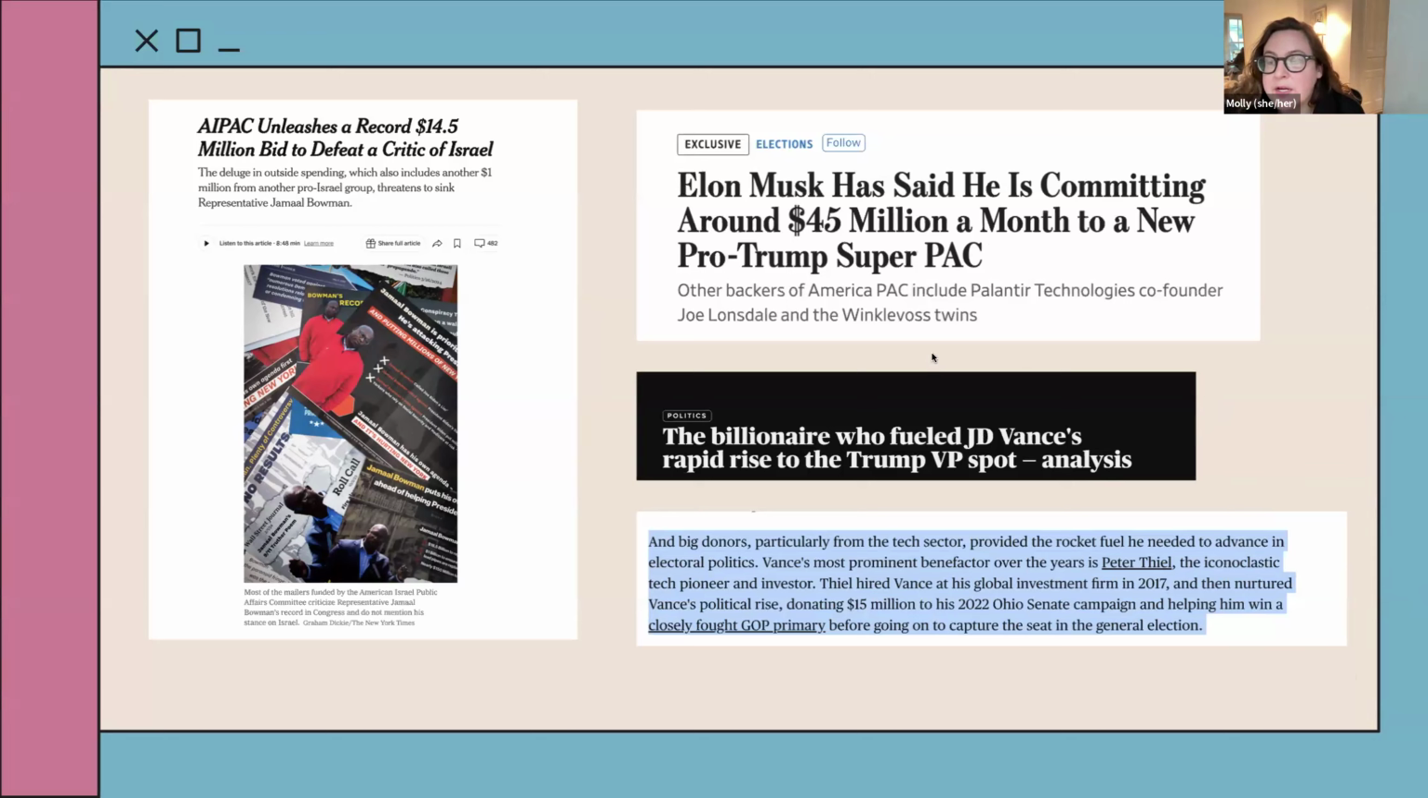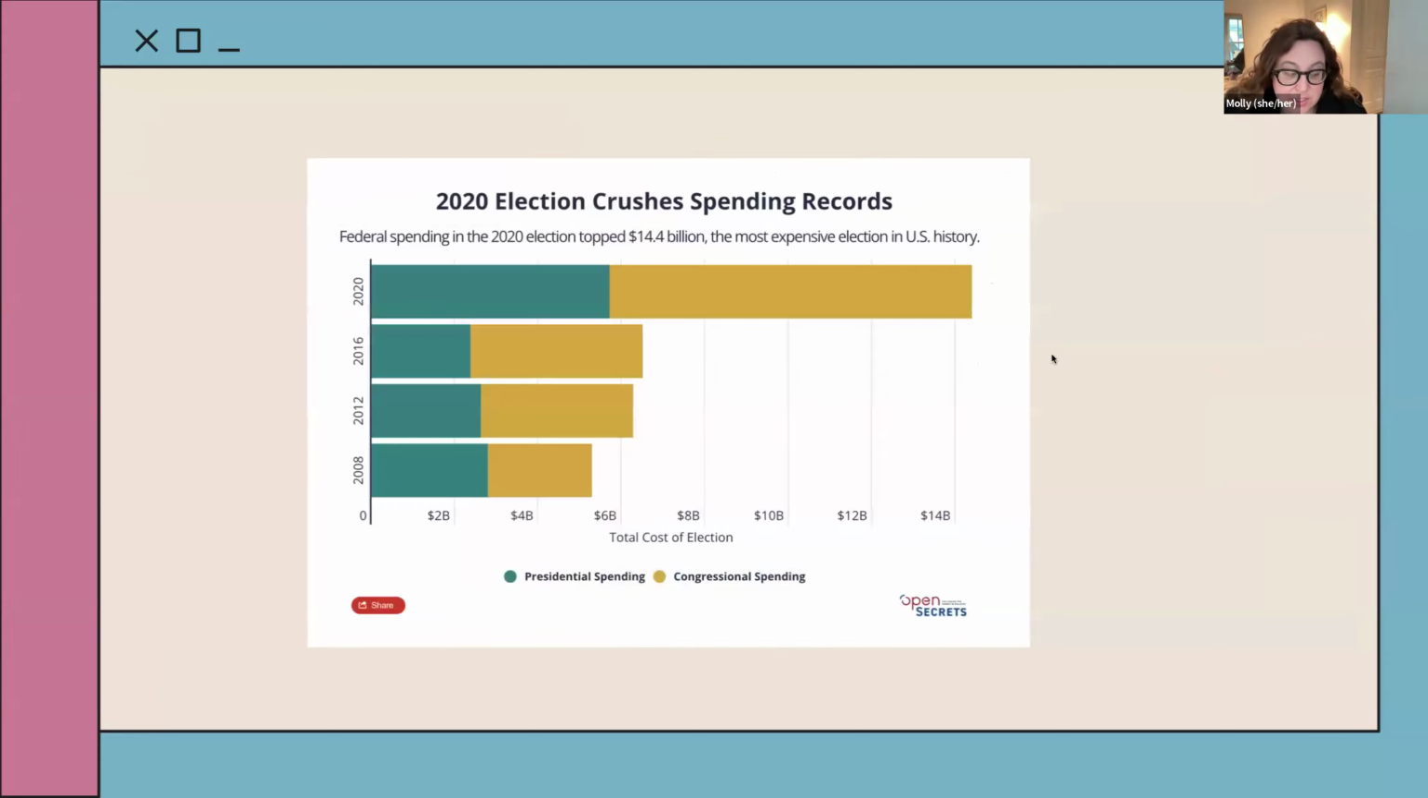Elon Musk, one of the billionaires that people who've been on these calls before have been tracking and organizing around, committed to giving $45 million a month to a pro-Trump super PAC. There's been a lot of analysis and coverage of the way that billionaire tech wealth has fueled J.D. Vance's political career. And basically, we're at a point where with almost every election, records for spending and for big dollar spending are being broken. So 2020 was the most expensive election in history. It will probably be broken in 2024.